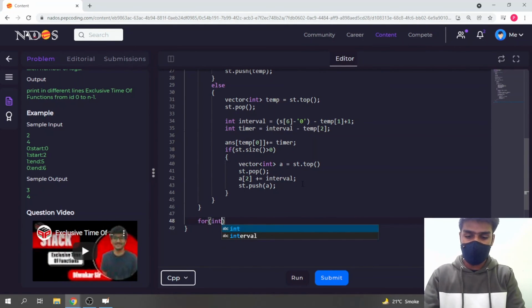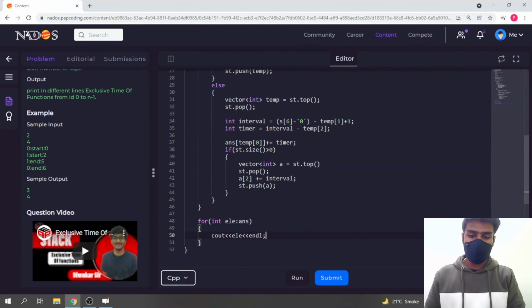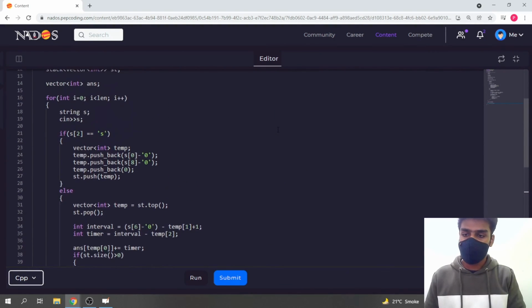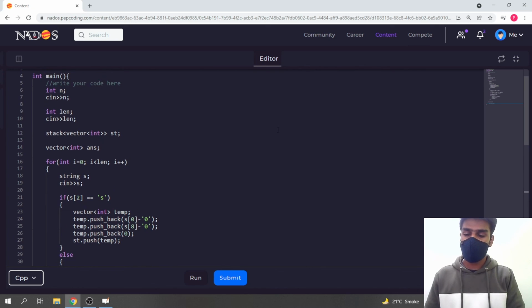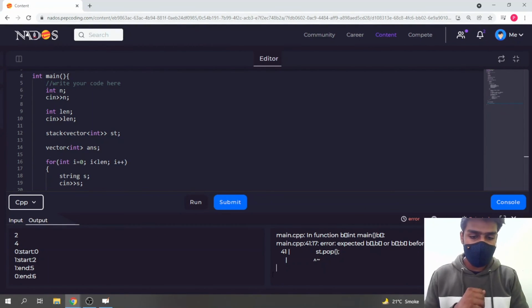So we just have to print our answer. So I will take a for each loop over the answer and print it. I hope you understood this code. I'll make it bigger so you can see the code. Alright, so let's run this code and see what happens for this input.